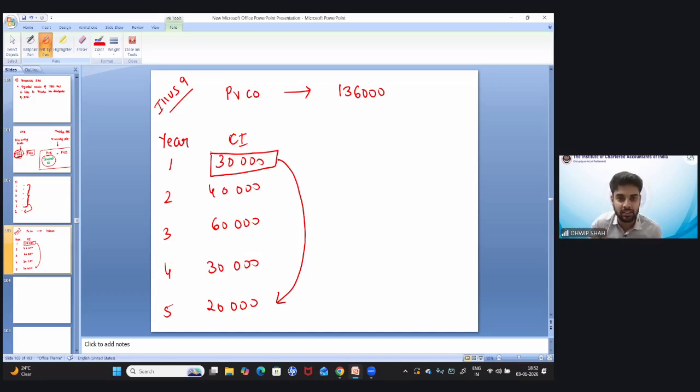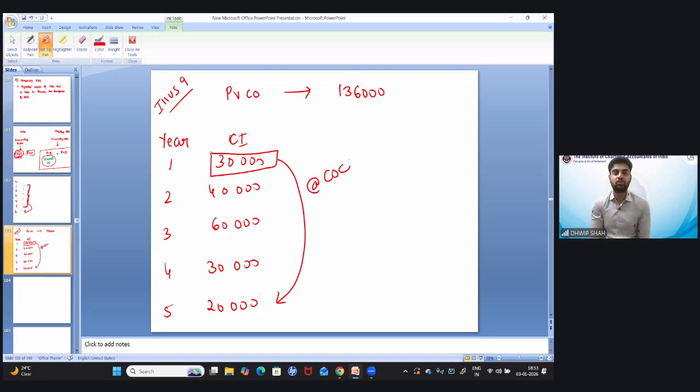Are you getting this, everyone? Visualize what I'm trying to say. Can I say this 30,000 will be reinvested for year 1, again for year 2, again for year 3, and again for year 4? Followed? So 30,000 will be reinvested for a further 4 years, at some rate, and that rate is COC. Are you getting this, everyone?